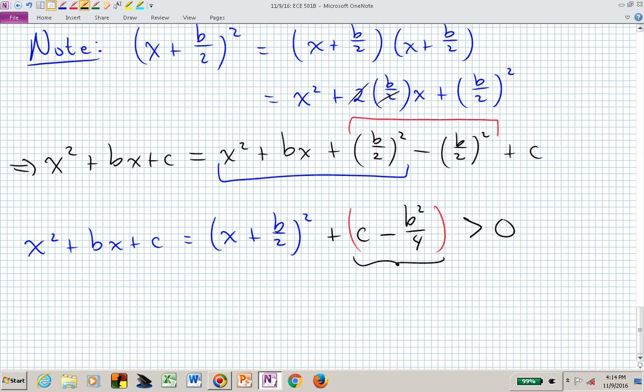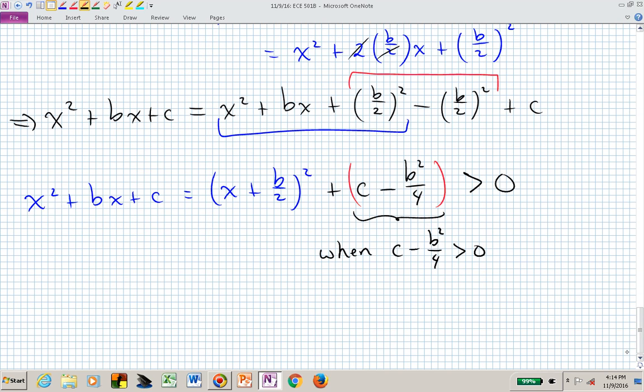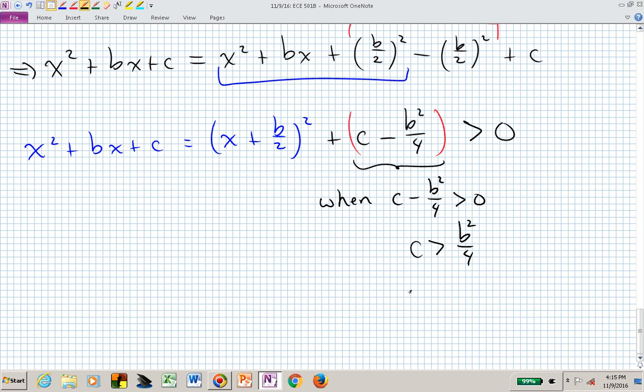So now I can say that when c minus b squared over 4 is greater than 0, I can conclude that x squared plus bx plus c is greater than 0. Are we okay with that? Since the first blue bracketed expression is non-negative. But I can rewrite c minus b squared over 4 with some algebra. I can now say, oh, c is greater than b squared over 4, or I could say that 4c is bigger than b squared. And that should look something like what you've seen as a discriminant on a quadratic formula.